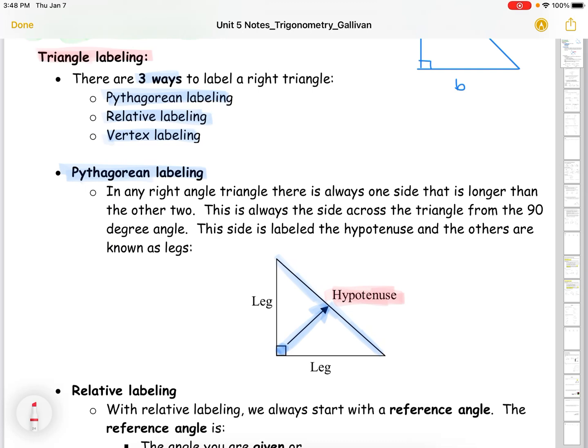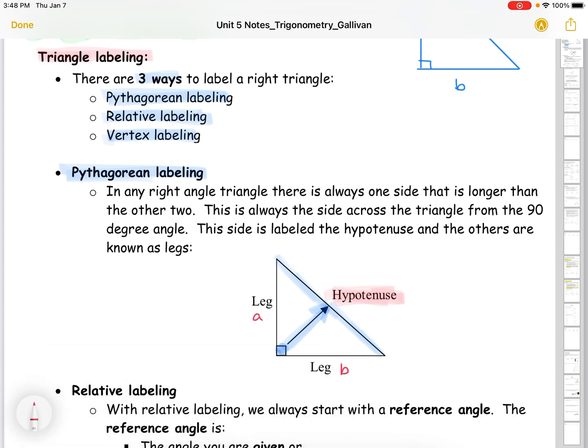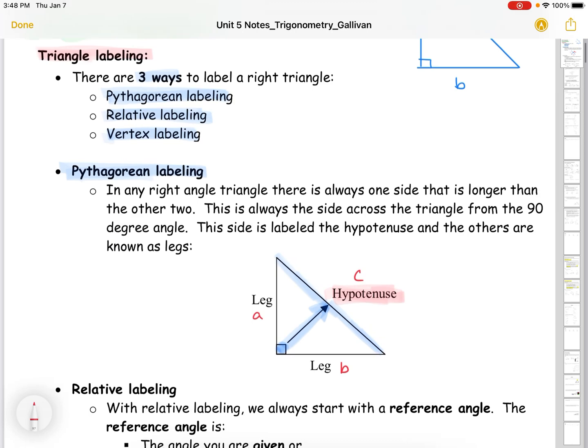We're going to talk a bit about how we label them. When we're using the Pythagorean theorem, one leg is A, one is B, and the hypotenuse is always C. That's how the Pythagorean theorem will work. And it doesn't matter which of the two legs is A and which is B. You can switch, they are interchangeable.